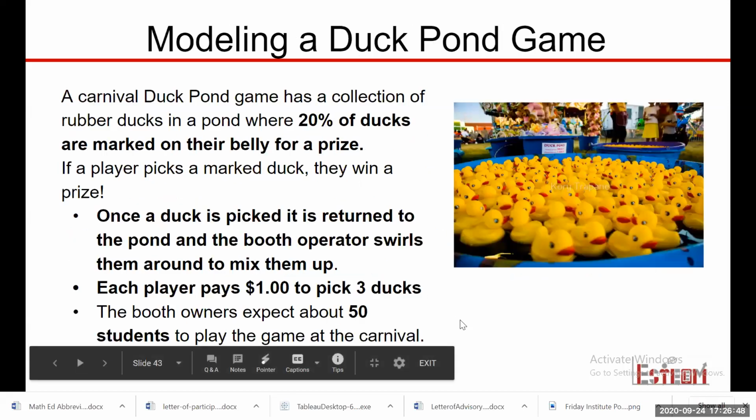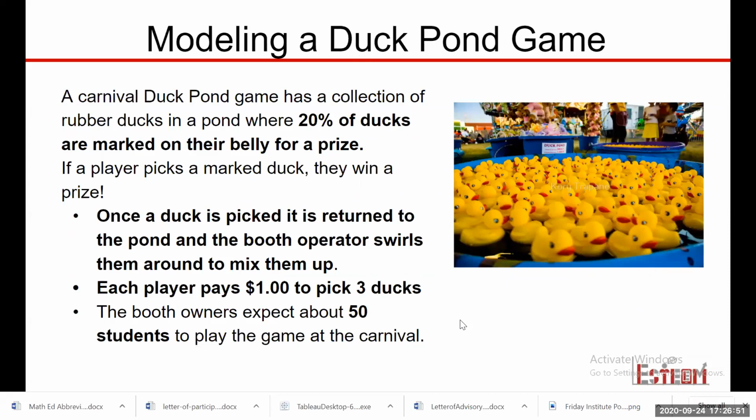So we're going to use that to think about a situation. We do this situation in 8.1, where to illustrate the modeling process, we've come up with a very simple real-world situation. Many of us at different fairs have probably experienced the floating rubber ducks in a pond. And in this particular game, 20% of the ducks are supposed to be marked on their belly for a prize. And if a player picks a marked duck, they win a prize.